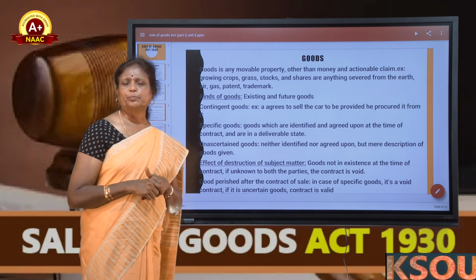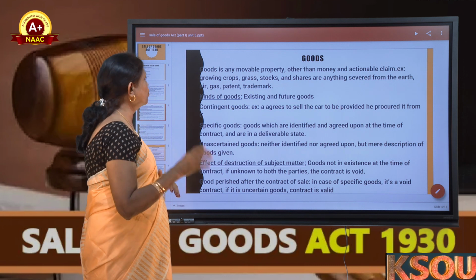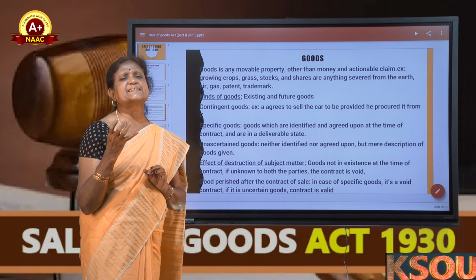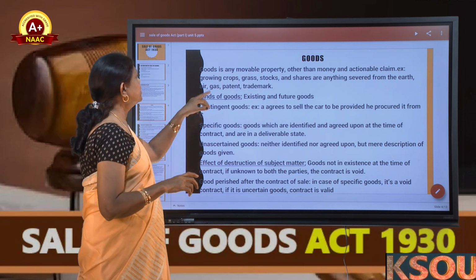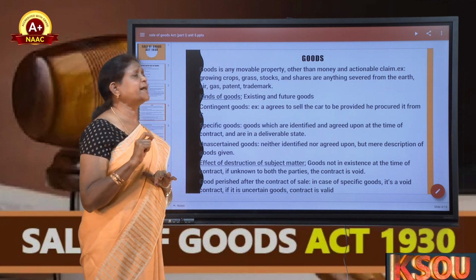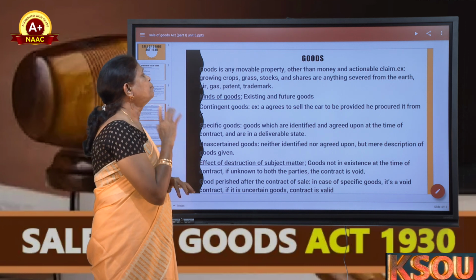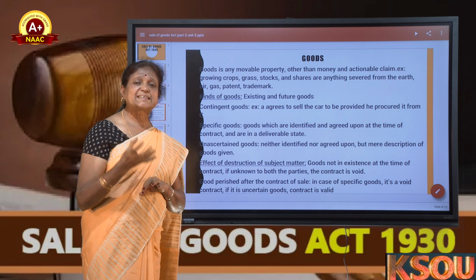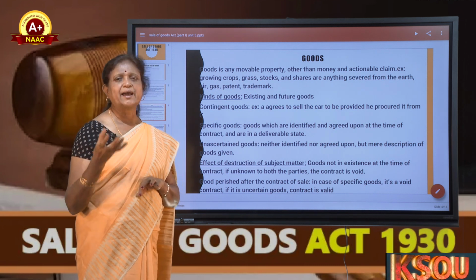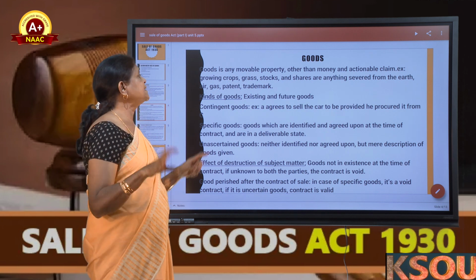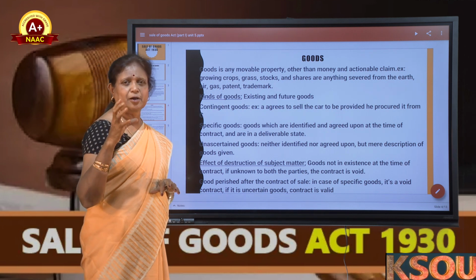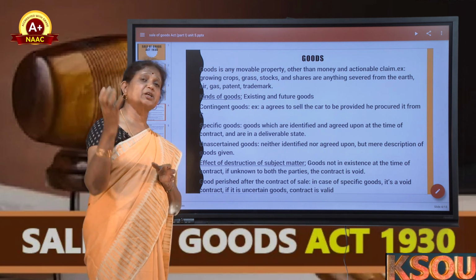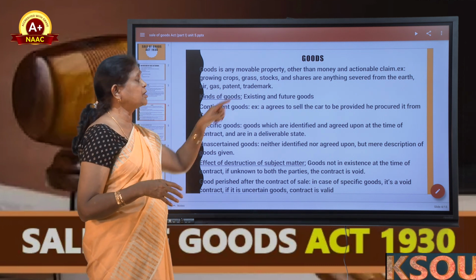Hence, what is a good? What is meant by goods? Goods means any movable property. Any goods perceived by the senses is called a good. So, any movable property other than the actionable claim and money. Money cannot be, because price consideration itself is money, and hence money cannot be considered as goods. Actionable claim means whatever amount is to be obtained at a future date, that can also not be goods.